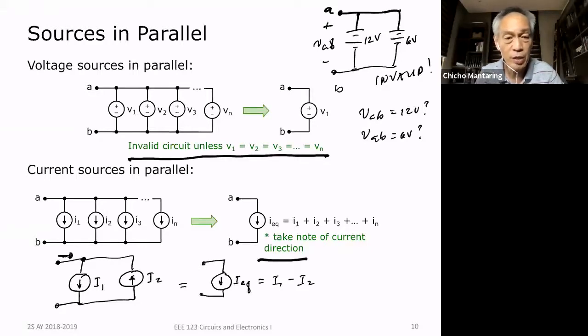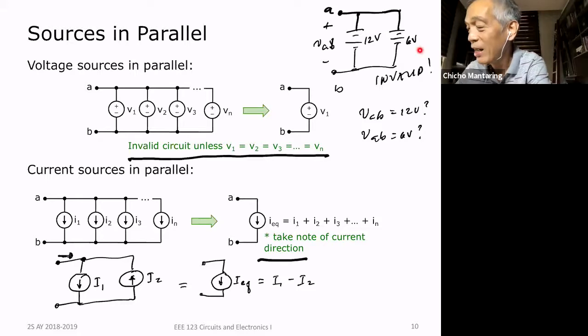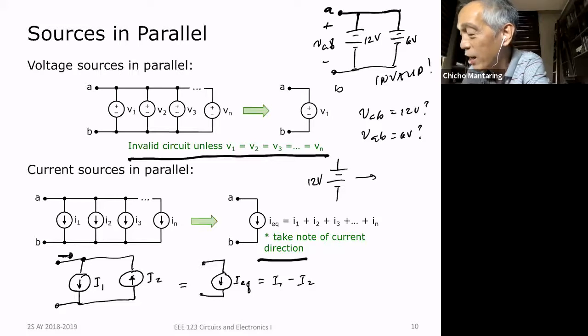Okay, I see some questions. What happens if you wire the invalid circuit in real life? That's a good question. What will happen is, if you try to wire this in real life, then this is going to try to charge up this. Well, to make a simpler answer, internally, there is an internal resistance inside the 12 volt source. So if I have a 12 volt source, internally, there is a resistor inside the source.